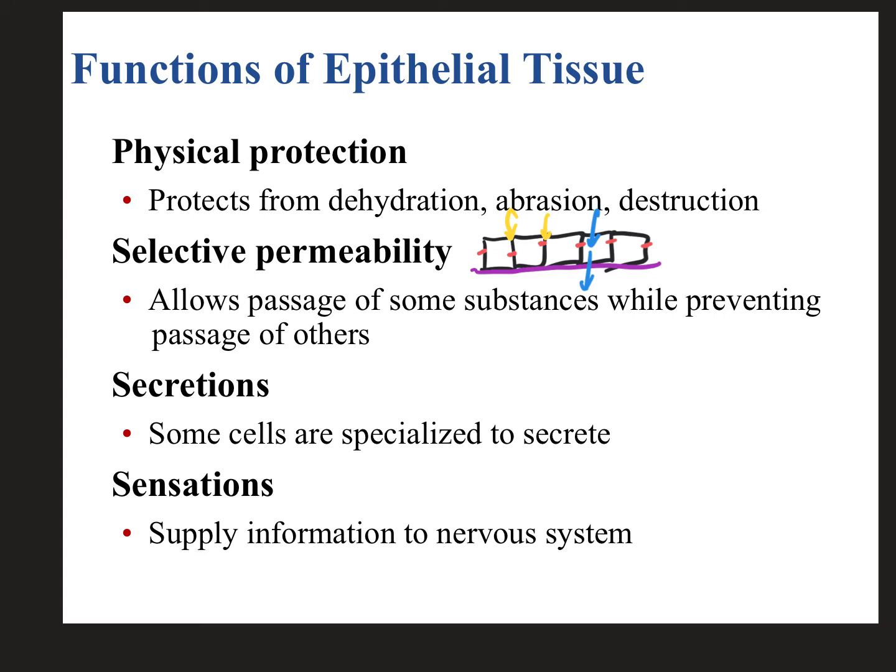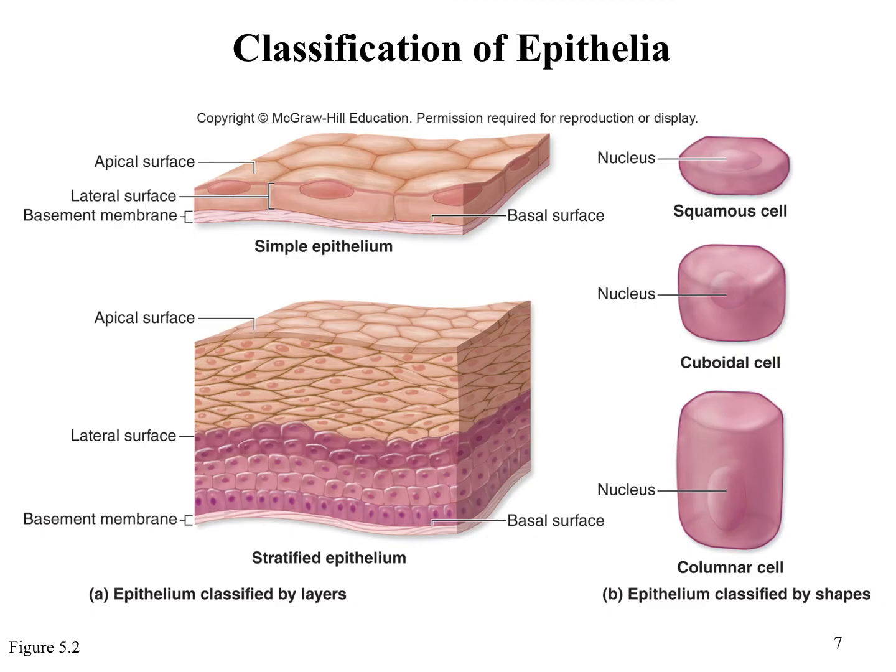Epithelium do have nerve endings. They provide for sensation. You'll have hair cells that go through them. There's nerve endings, but there are no blood vessels. So they supply information to the nervous system as well.